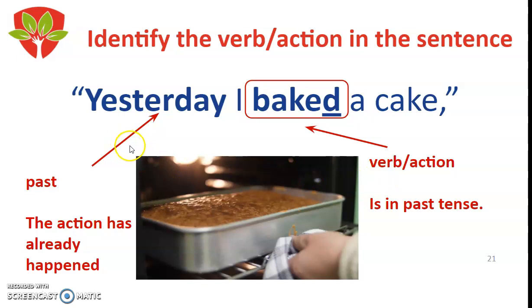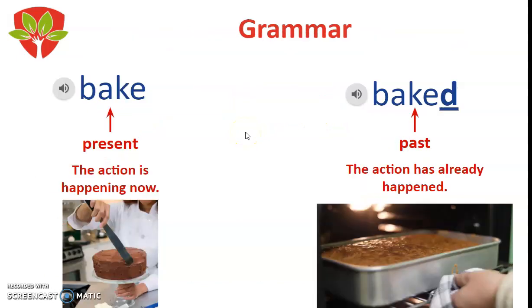As you can see at the beginning of the sentence, we have the word yesterday. If we have this word at the beginning of one sentence or in some part of the sentence, that means that the whole sentence is in the past. So that means that the action has already happened, okay? The verb, as you can see in here, is in the past tense. How do we know? Because we have the ed at the end of this verb, okay?